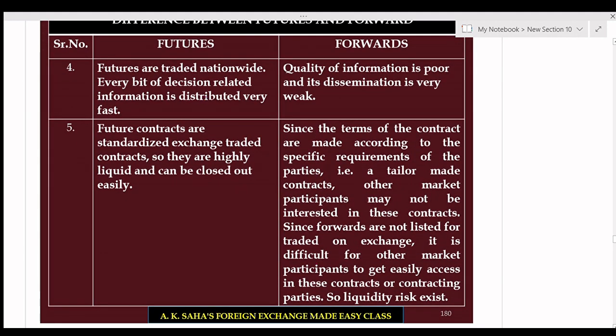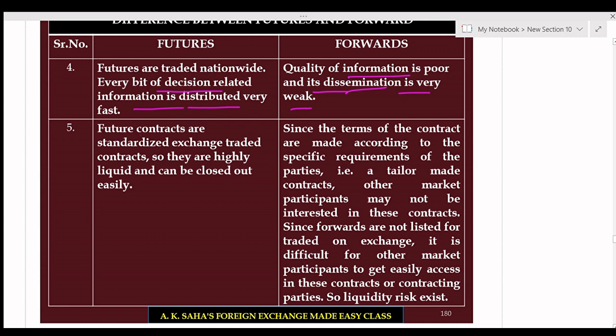Next, futures are traded nationwide. Every bit of decision-related information is distributed very fast. The quality of information is poor and its dissemination is very weak in forwards.